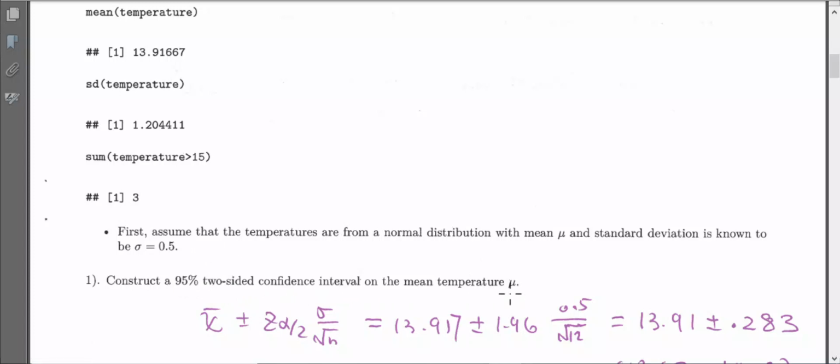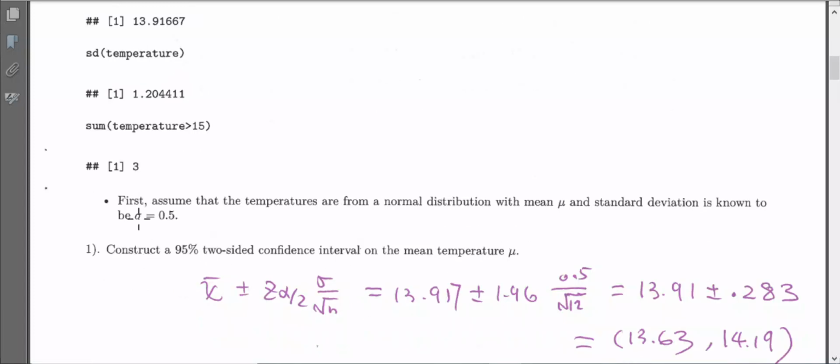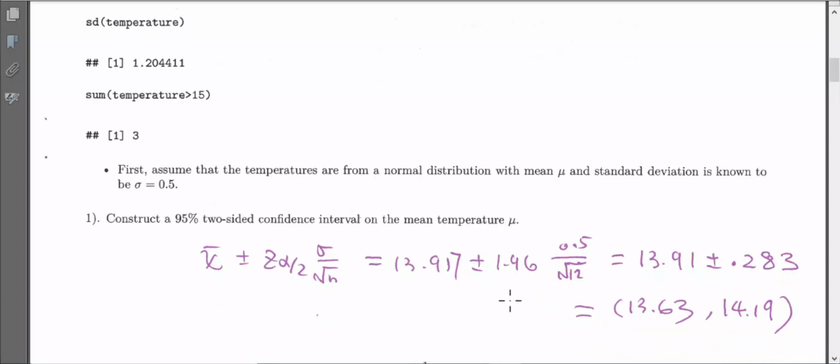temperature mu. And remember here, because we know sigma, the population standard deviation, we have to use the z interval, the z alpha over 2, which for 95% is 1.96. Okay, this is z. Use this red formula.